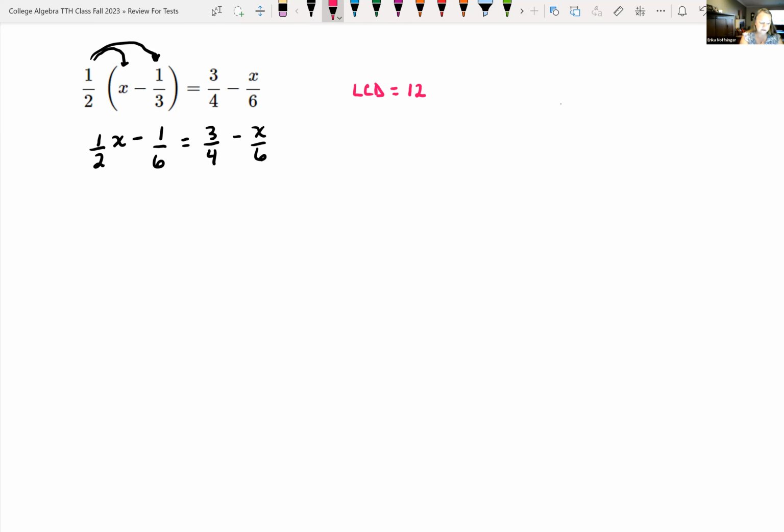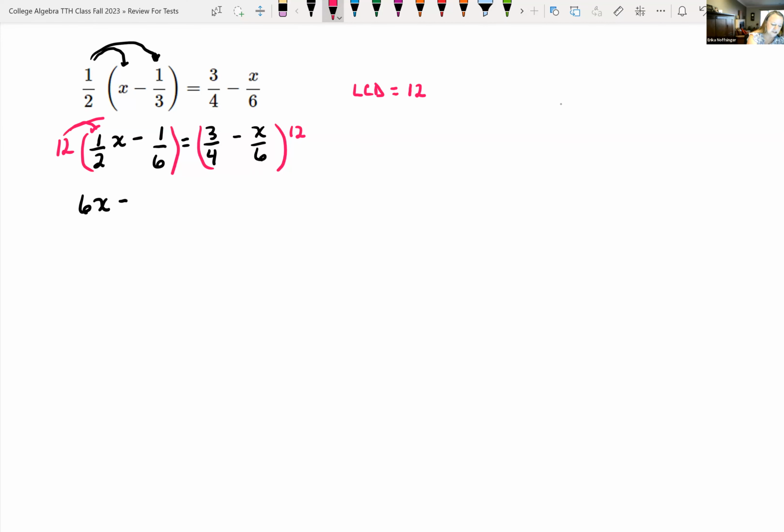And so we can clear the fractions just because this is an equation. And if we do something to one side of the equation, we're going to do it to the other. So we're going to multiply 12 on both sides of that equation. And then we're going to distribute it to each term on each side of the equation. And so when we distribute 12 and multiply it times 1/2 x, that 2 divides into the 12, and it leaves us with 6x.